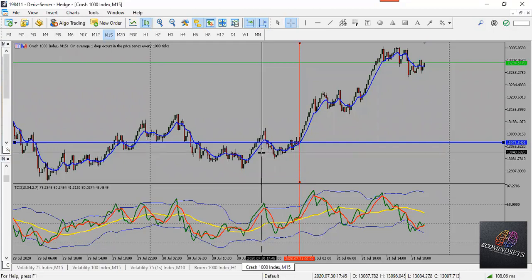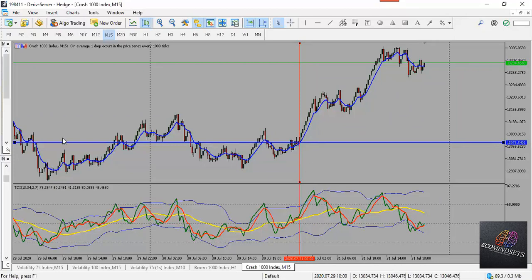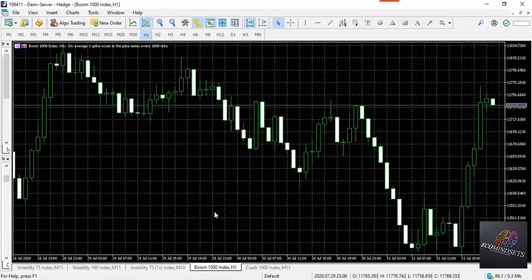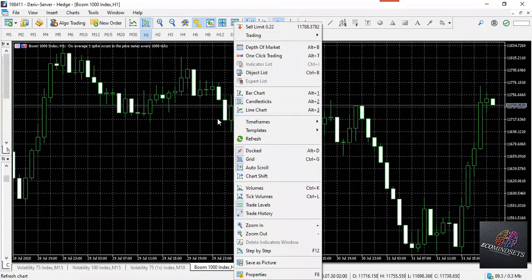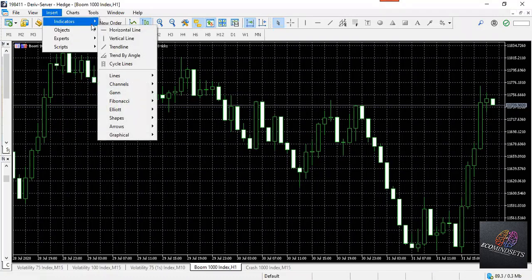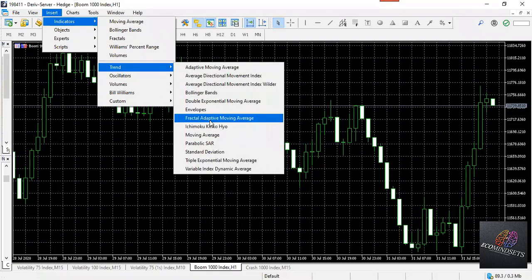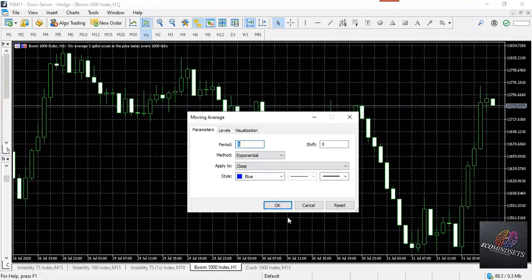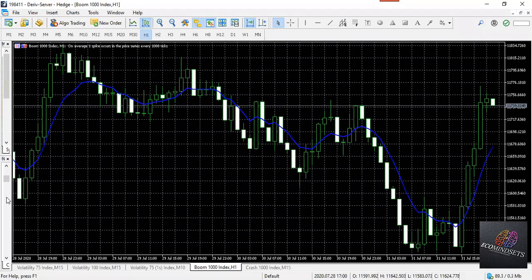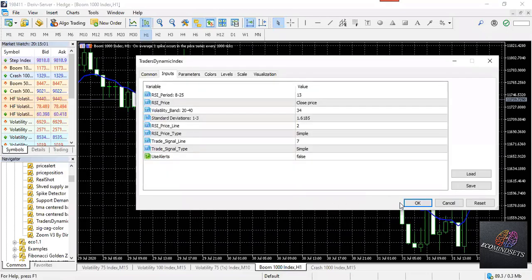All right. And the same thing applies to Boom, if we are trading Boom. You just do the same thing. You enter your EMA 8, then your Traders Dynamic Index, which I've dropped on the page already.